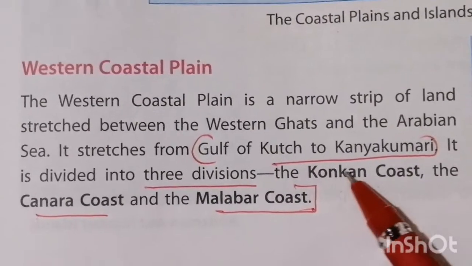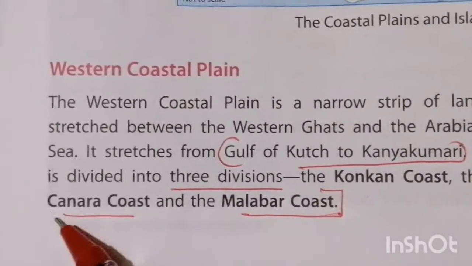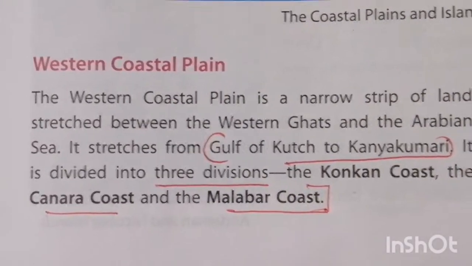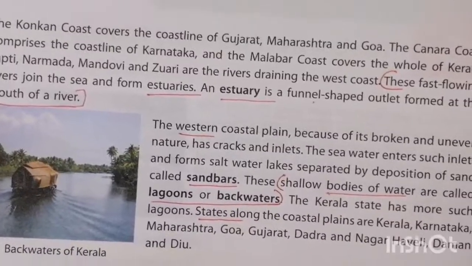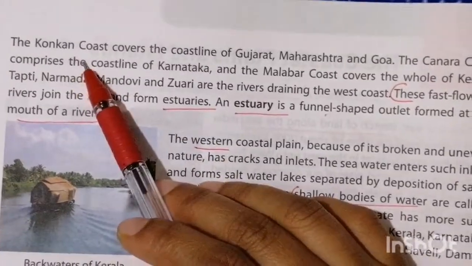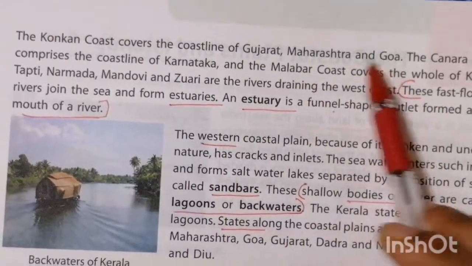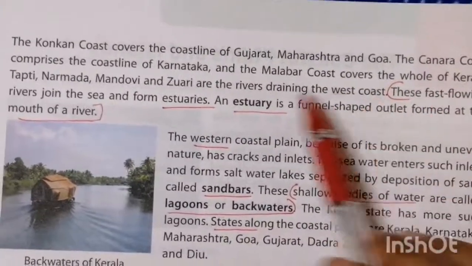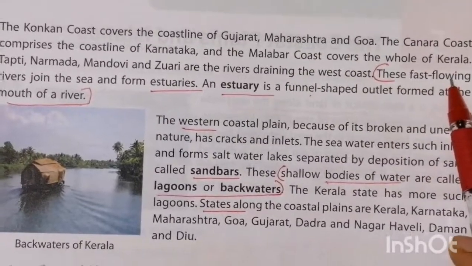Konkan coast, Canara coast and the Malabar coast. Now see, the Konkan coast covers Gujarat, Maharashtra, Goa. Canara is Karnataka and Malabar coast covers the whole of Kerala.